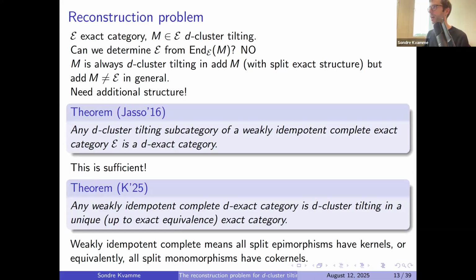Okay, so now we have a positive answer to this reconstruction problem, but then besides this kind of conceptual explanation and positive answer, why would one care about this result? So why do we care about the D-exact categories being D-cluster tilting?